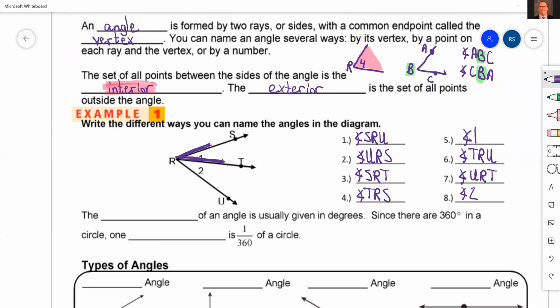Now let's talk about the measure of an angle. So the measure of an angle is usually given in degrees.